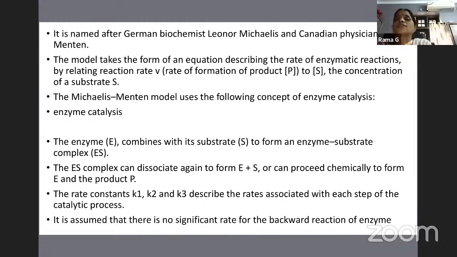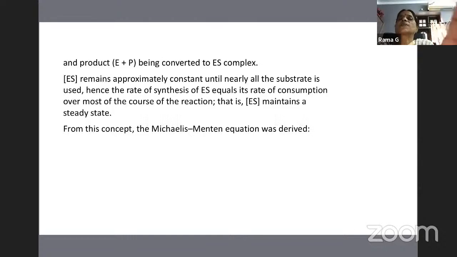So it is assumed that there is no significant rate of backward reaction of enzyme and product being converted to ES complex. Then ES remains approximately constant until nearly all the substrate is used. Hence, the rate of synthesis of ES equals its rate of consumption over most of the course of the reaction. That is, ES maintains a steady rate. From this concept, the Michaelis-Menten equation was derived.